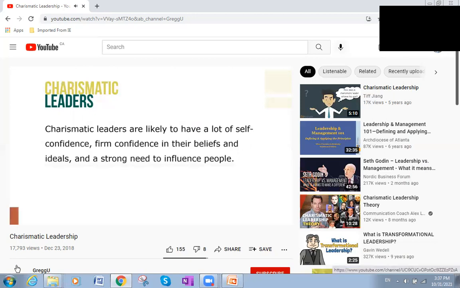His theory suggests that charismatic leaders are likely to have a lot of self-confidence, firm confidence in their beliefs and ideals, and a strong need to influence people. They also tend to communicate high expectations about follower performance and to express confidence in their followers.